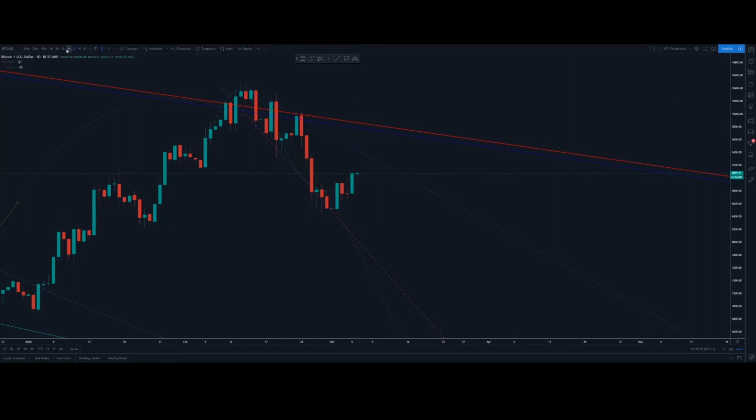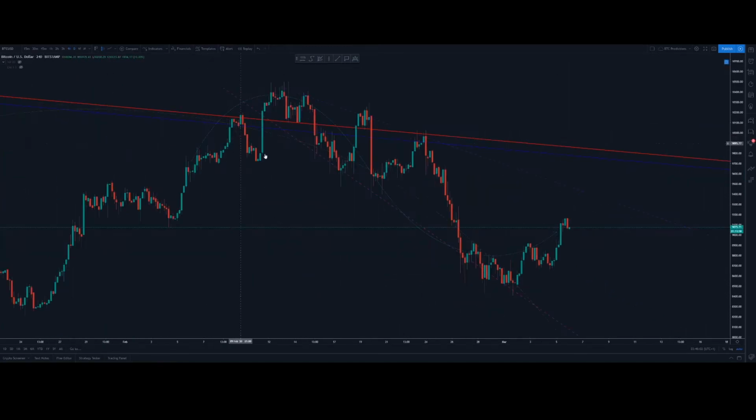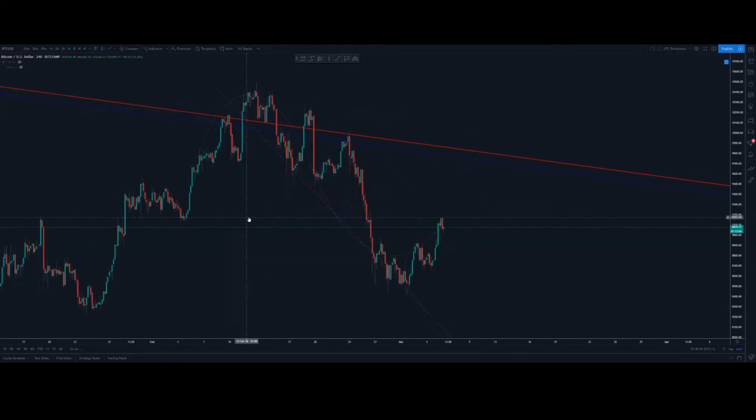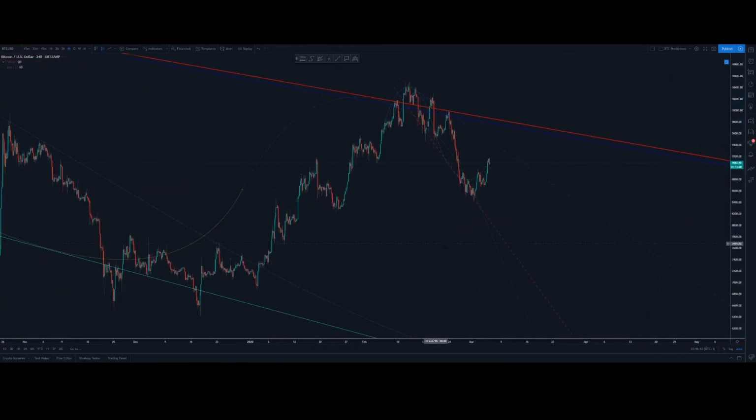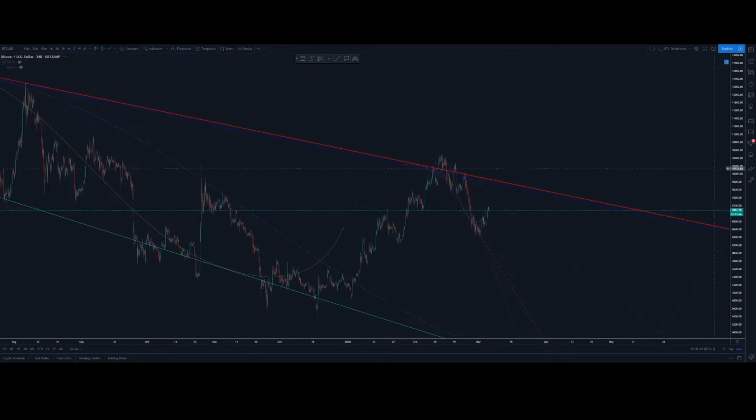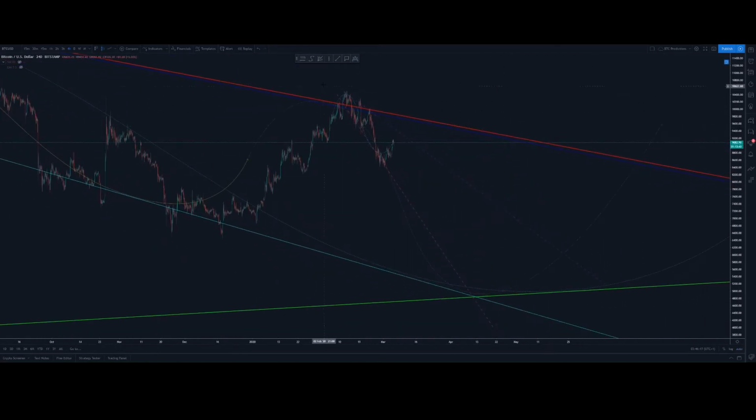Let's turn back to candles, and we're still in the daily. So let's go to a 4-hour time frame. Look at that. This is looking far more obvious. If I haven't said it yet, this is a descending broadening wedge, a pretty steep one.